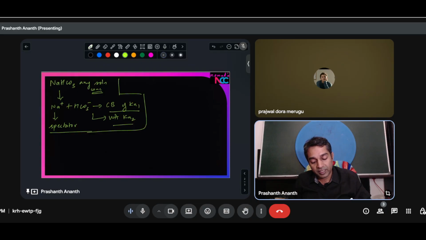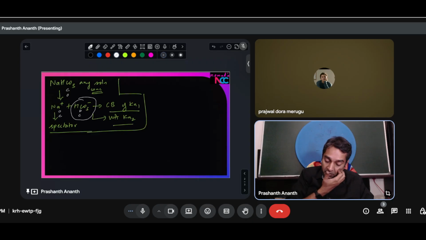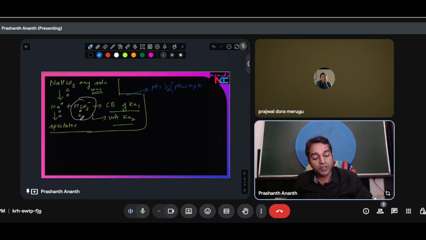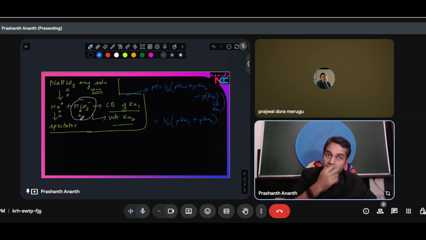When you have it in this fashion, we can directly proceed and say, since this is the only species present, if this was concentration C, this would have become 0, 0, 0, C and C. So HCO3 minus is the only thing that matters here, and its concentration is C, and it is both the conjugate base and the weak acid part, meaning I can apply the equation pH equal to half into pKw plus pKa, which is pKa2, minus pKb of the conjugate base, which is Ka1. This works out as half into pKa1 plus pKa2. The pKw gets cancelled, and we end up with this as the pH of the solution.